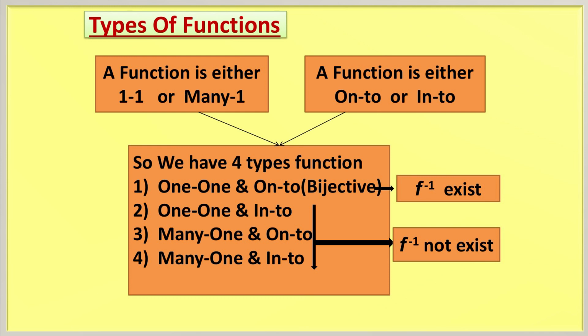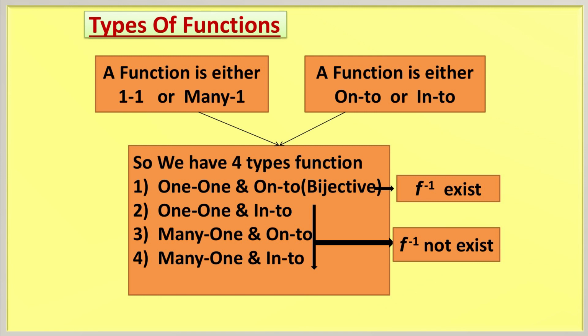So, a function is either 1-1 or many-1, and a function is either onto or into. Now, if we combine these two, then we have 4 possibilities. A function is of 4 types. 1-1 function is also known as injective, onto function is also known as surjective. So, 1-1 onto is bijective, and the other 3 functions are 1-1 and into, many-1 and onto, many-1 and into. But the first one is the important one, that is the bijective function.